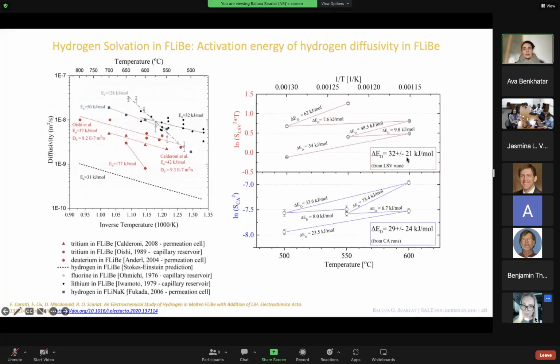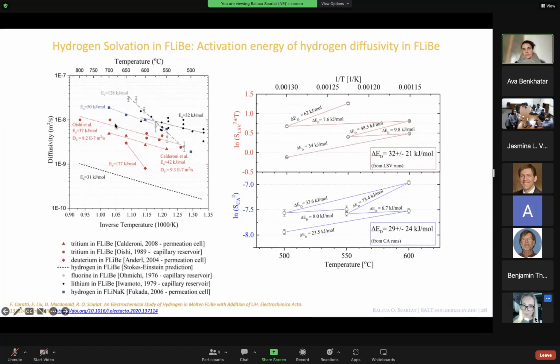In one case, we conclude 30 plus minus 20 kilojoules per mole, and in the other case, we conclude 30 plus minus 20 kilojoules per mole. So either way, we're far from the 170 kilojoules per mole. So 2 conclusions here. We were able to measure specifically H2, not H plus, in FLiBe, and conclude that its activation energy is low, so it is not being integrated into the ionic complexes. It's not forming a complex is what we would conclude so far. So we would sort of concur with this data.